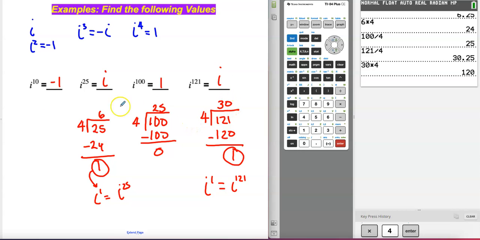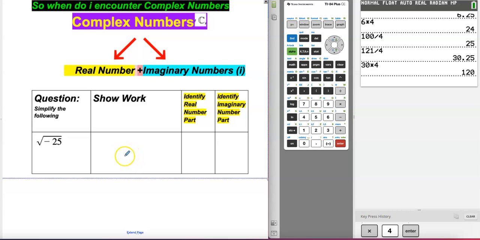Okay. All right. So let's move on. So now that we worked some numbers with the i's, now let's think about this from a different point of view or different perspective. So when do I encounter complex numbers? Okay. Now before, I just showed you guys how to work with the imaginary number i a little bit because it has values, but complex numbers are made up of a real number plus an imaginary number. Okay, now what does that look like?